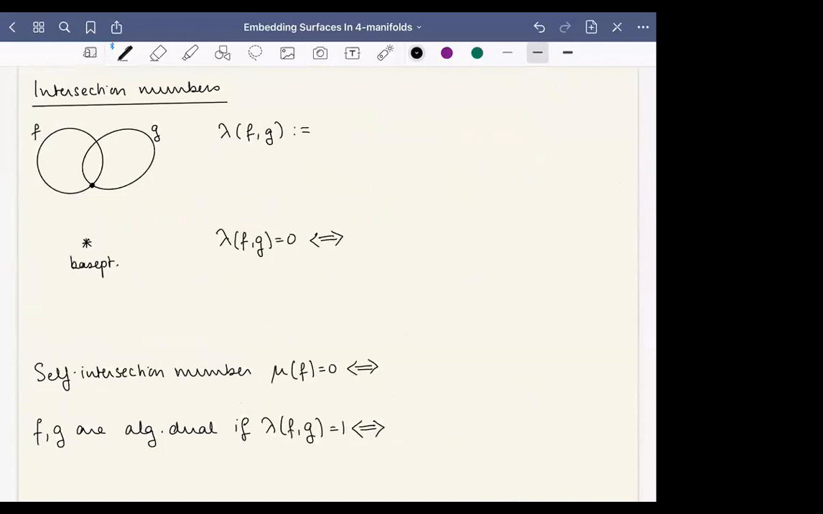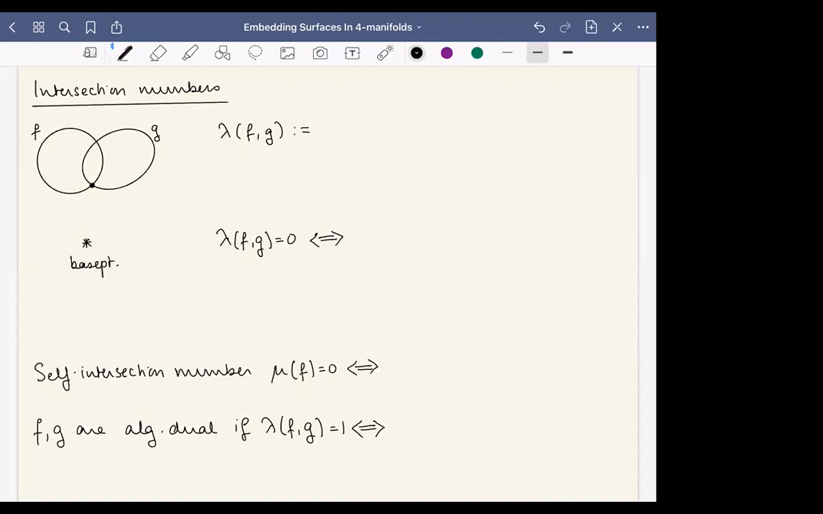Next, what do I mean by intersection numbers? So here on the left, I've drawn you two pictures of, let's say, spheres intersecting generically. So that's a generic immersion, because the double points are isolated double points. Okay, does that make sense? The circles are meant to represent some spheres intersecting in a four manifold. The intersection number lambda of f comma g is defined as follows.